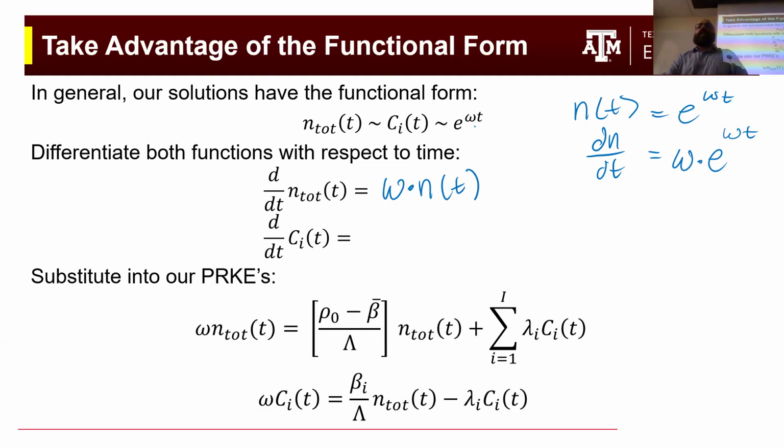And if I took a derivative of CI with respect to time, CI is going to have the same functional form. So the derivative of CI is also going to look the same. So the derivative of this is going to be omega times CI of t. And what we're going to do from there is plug these definitions into our point reactor kinetics equations, right? This is being plugged in here for the dn dt term. This is being plugged in here for the dci dt term.